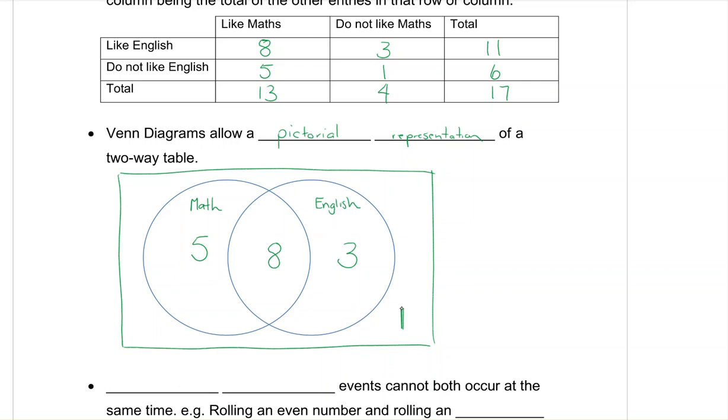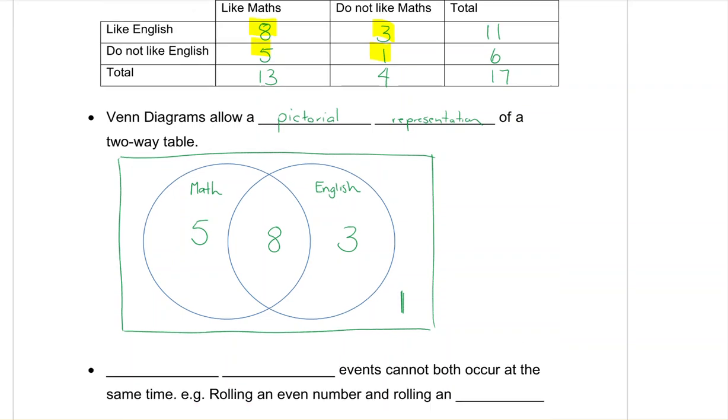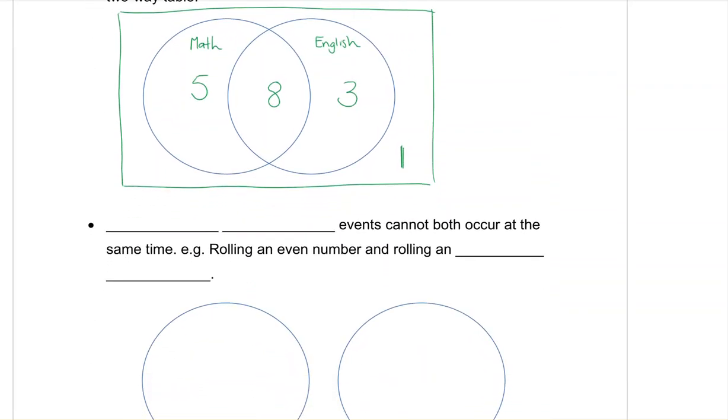Okay? So the numbers that you use in there are these 4 numbers here. See how I used all of those? The 8, 5, 3, and 1, they're the numbers that went into that Venn diagram. Okay, there's some more things to fill in below. The next one, it says mutually exclusive.